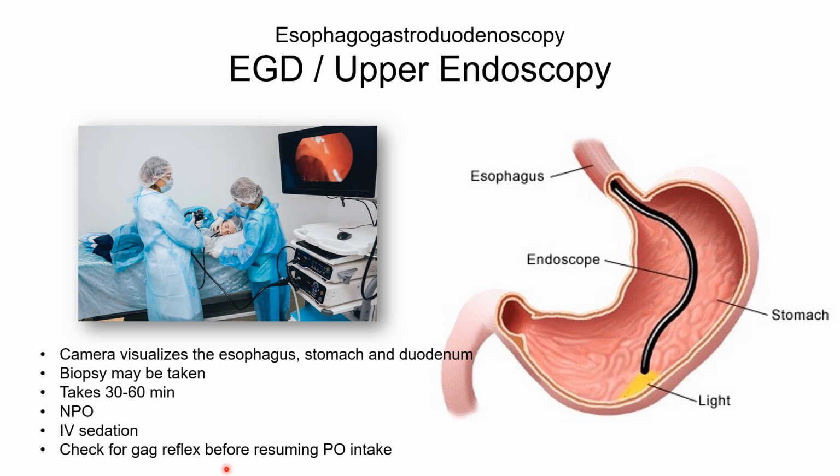Next, we have our esophagogastroduodenoscopy, EGD for short, or it's also called an upper endoscopy. So this is when a scope with a camera at the end is inserted through the mouth, passed down the esophagus into the stomach. So at the end of the scope, there is a light, and it sometimes also has little tools that they can use. They can take a biopsy and some other stuff, which we'll talk about when we talk about stomach problems. So this takes about 30 to 60 minutes. The patient does need to be fasting. Their stomach should be empty.